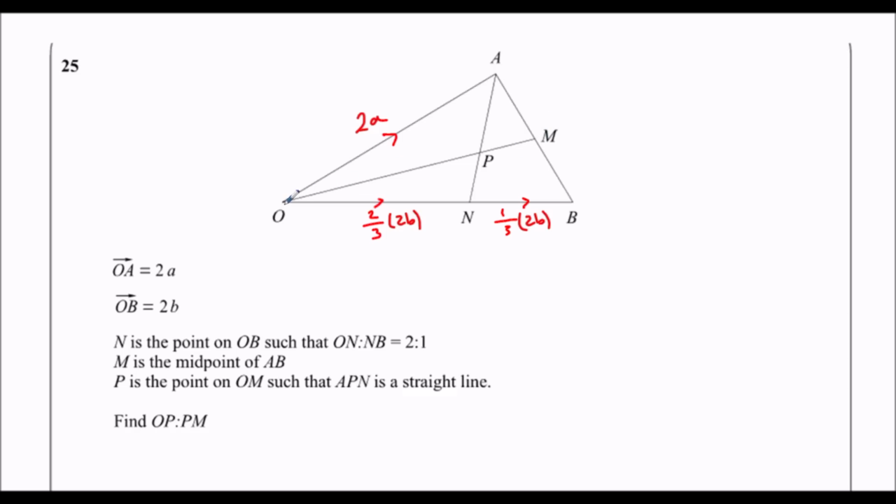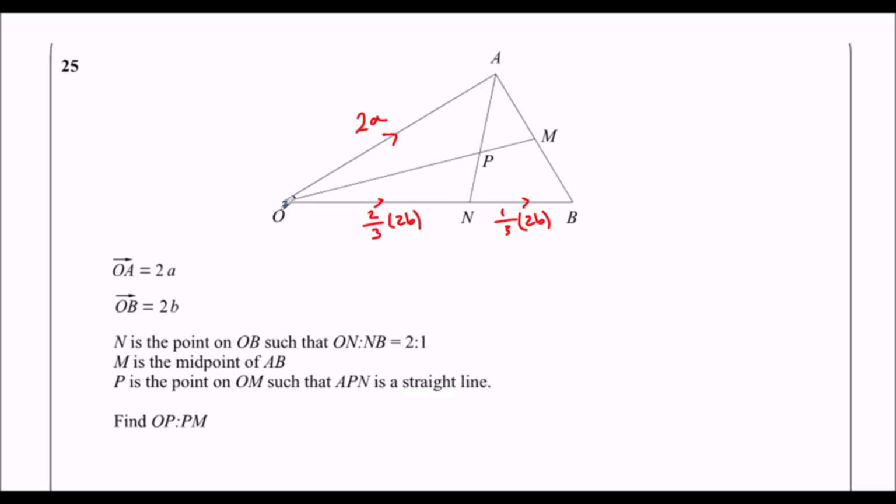We need two ways of getting from O to P. We can say it's part of the journey of O to M. So OP is on OM. And we can also get from O to P by going up to A and then doing part of the journey of A to N. So let's work out this OM and AN first.